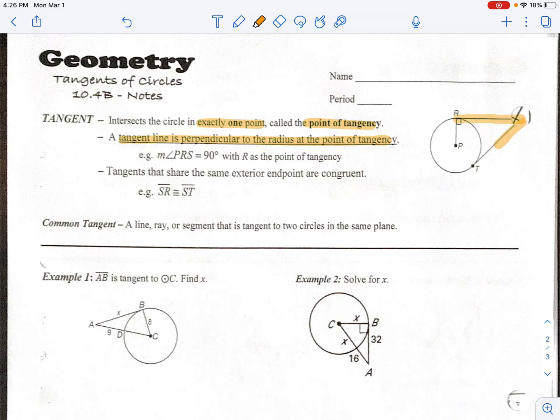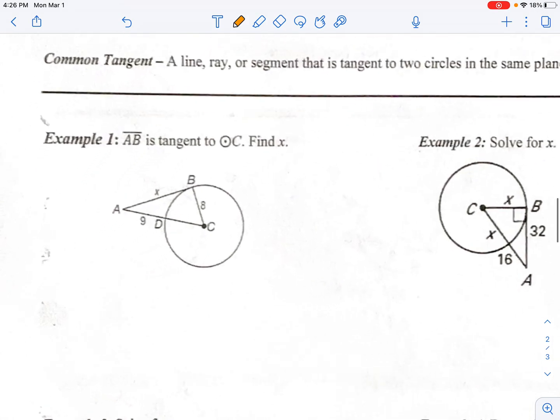So, for example, I have a tangent line right here and right here. They touch it exactly once. Notice when that first tangent line crosses RP, that radius, it creates a 90-degree angle. It creates a right angle. And if tangents share the exact same exterior point, they are congruent. So this tangent is the same length as that tangent.